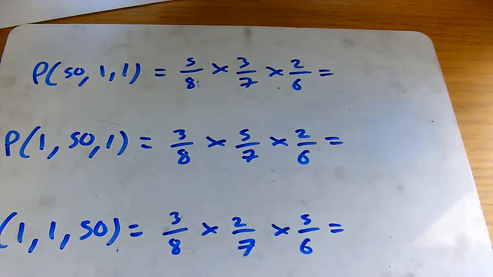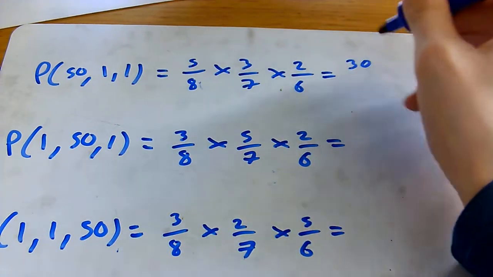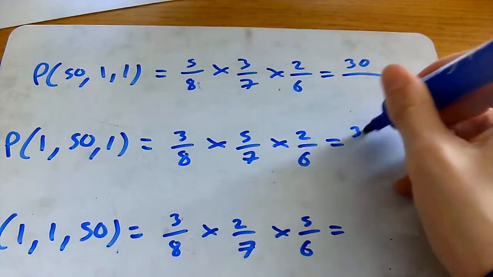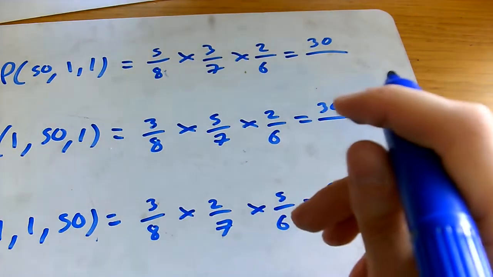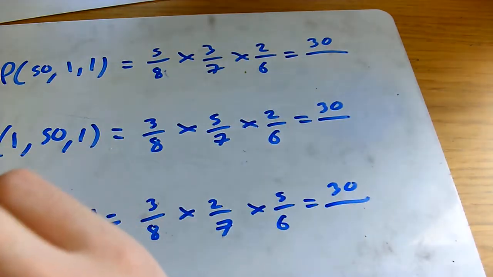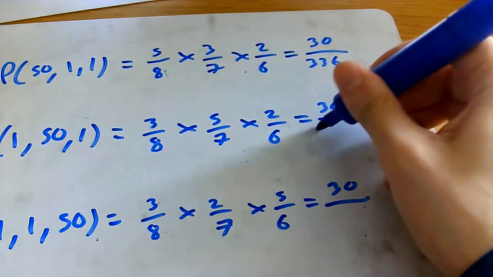So if we just do that quickly on the calculator, 5 times 3 times 2, well, actually that one I don't really need to do on the calculator, but I will to check anyway. So that's going to be 30. That's going to be my numerator for each one of these. Denominator is going to be the same as well, 8 times 7 times 6. It is 336.